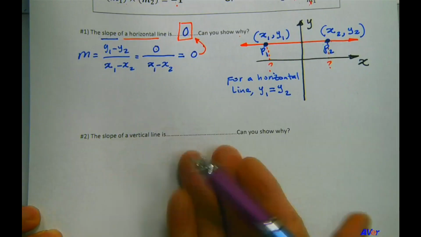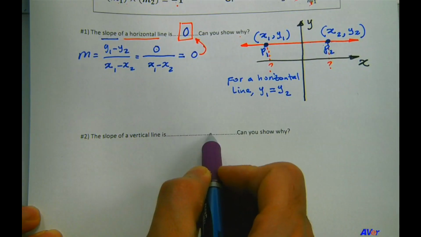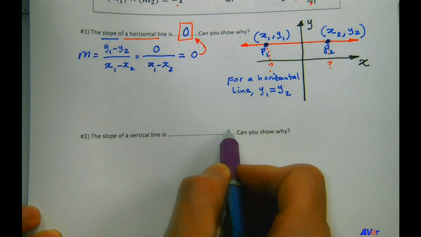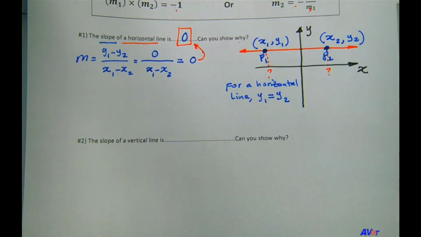So the slope of a vertical line is blank. Can you show why? So let's draw another graph for this.